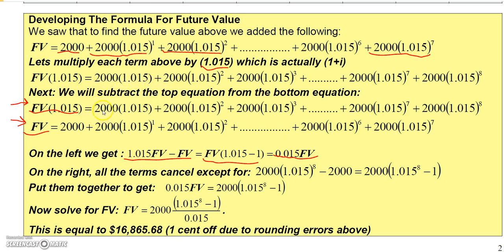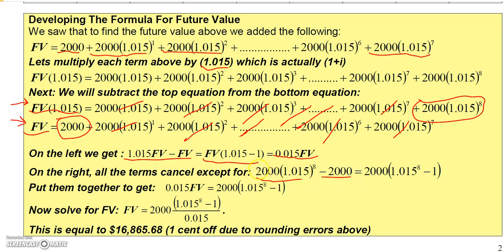On the right-hand side, if you subtract, well, this would cancel with this term, this would cancel with this term, and the terms in the middle here are going to cancel, all right? And then this term cancels with this term. So all the terms cancel except on the top, you're left with this term, and on the bottom, you were left with this term. So what we get on the right would be 2,000 times 1.015 to the 8th minus 2,000.